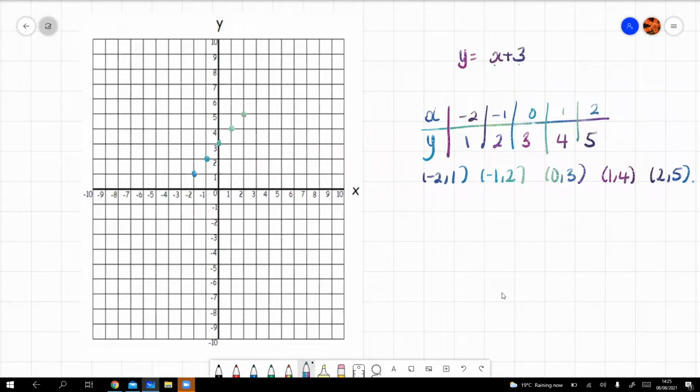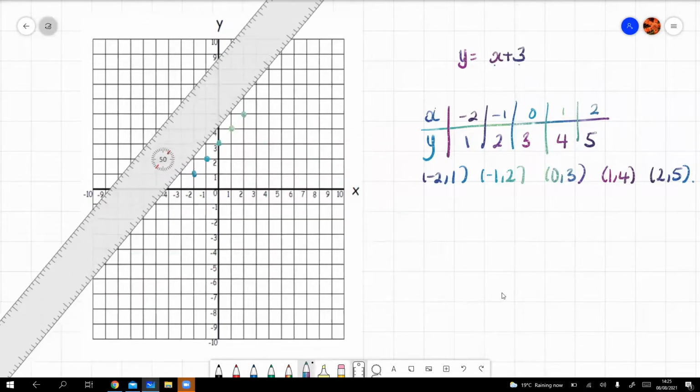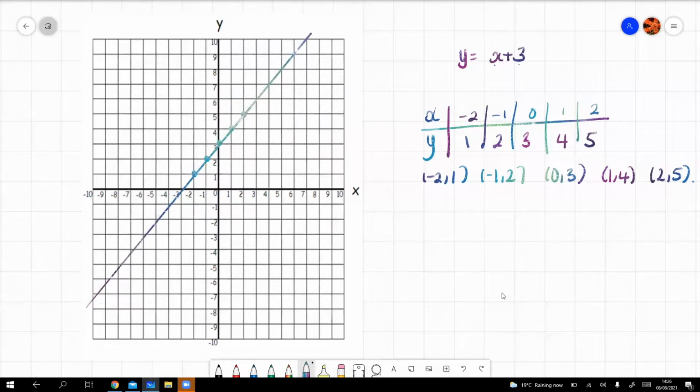Then you get your ruler and you join the line up. Now don't just join this little bit up here with the dots in. The idea is that you extend the line, because these few points help you plot basically all of the line. Never just leave it with those little dots that you've just done, and then label the line y equals x plus 3. Nice and simple and straightforward.